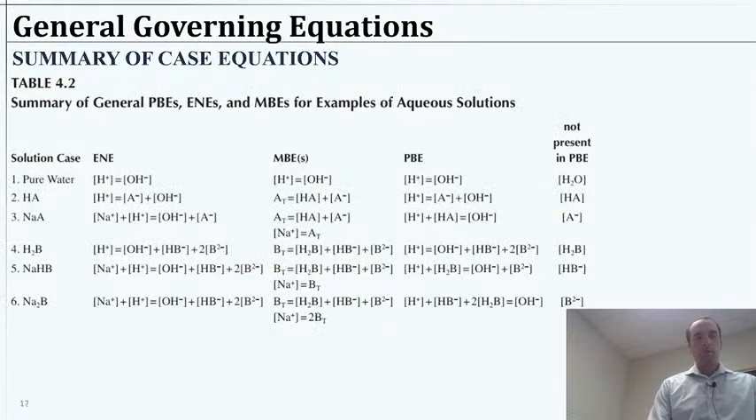Okay. So a summary table for the electroneutrality, the mass balance equations, and the proton balance here. We have all 6 cases shown here, this table 4.2 in our book, and we can take a look at all of them. What we'll find is, in the case of pure water, they're all the same. We end up with the same conclusion.